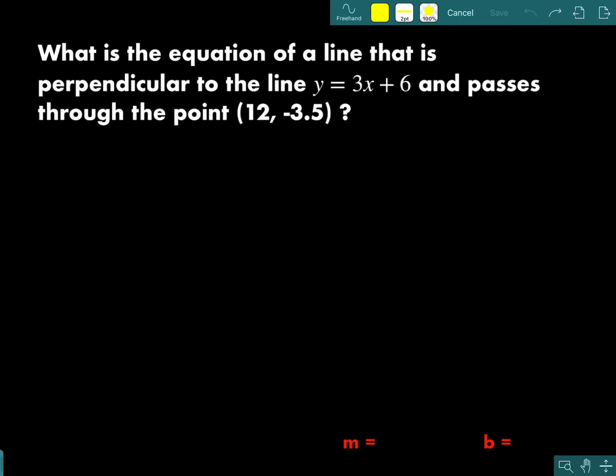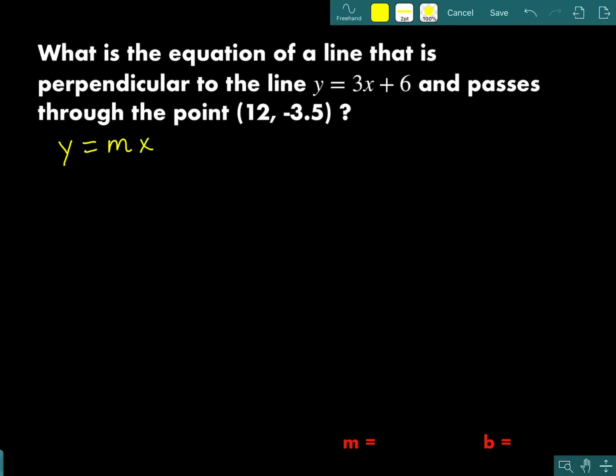In order to write an equation in slope-intercept form, we need to know the slope m and the y-intercept b. So to write it in this form, we need m and b. Now we have been told that our new line is perpendicular to the line y equals 3x plus 6. This line is in slope-intercept form, so we know that its slope is 3.